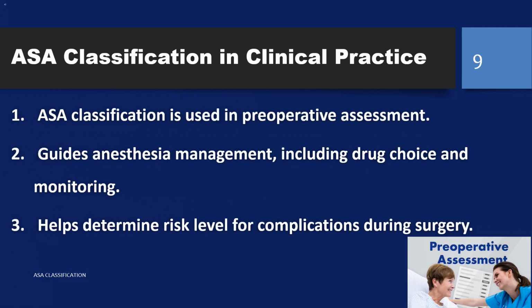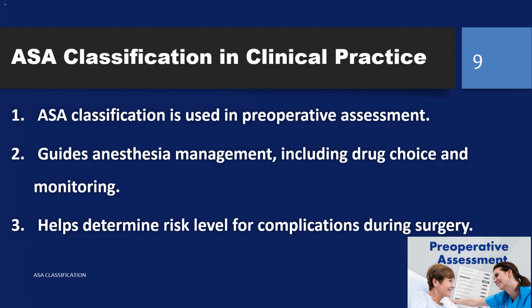ASA classification in clinical practice. 1. Preoperative assessment. 1. Evaluating patient risk. ASA classification is used to evaluate a patient's physical status and risk level before surgery. 2. Guiding anesthesia care. The ASA classification helps anesthesiologists develop a plan for anesthesia care. 2. Guiding anesthesia management. 1. Drug choice. ASA classification helps guide the choice of anesthetic drugs and techniques. 2. Monitoring. The ASA classification also guides the level of monitoring required during surgery.